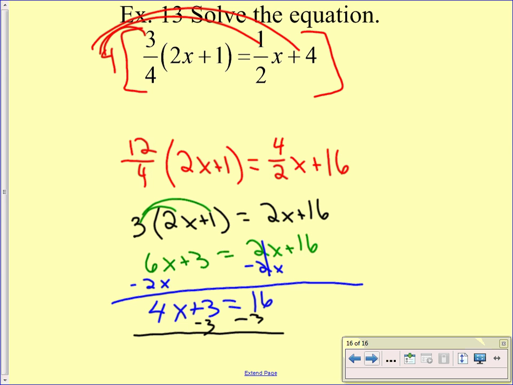4x equals 13. Isolate the variable by dividing 4 to both sides. 13 does not divide evenly by 4, so I leave it as the exact answer. x equals 13 over 4.